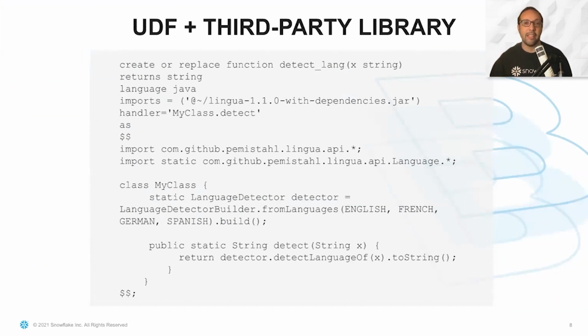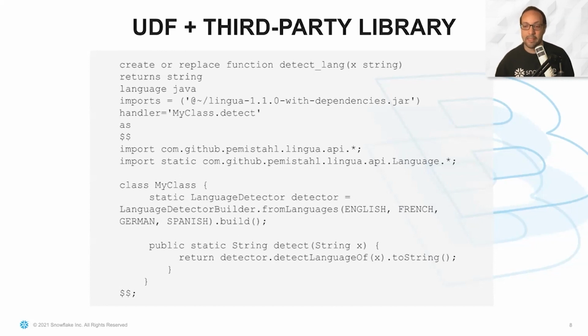Again, it's the same syntax as before. It has a little bit more complexity because I'm taking a whole project in now. I'm creating the function. This function detects a language, it receives a string, returns a string. It's written in Java. And here is the fun part, imports. Once I get the Lingua jar inside the Snowflake, I just can call it out, find it here. This is the name, this is the jar. And then comes the handler, which is my custom code to connect both worlds. And you can see the handler here.